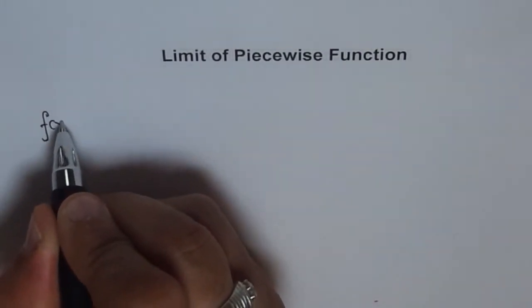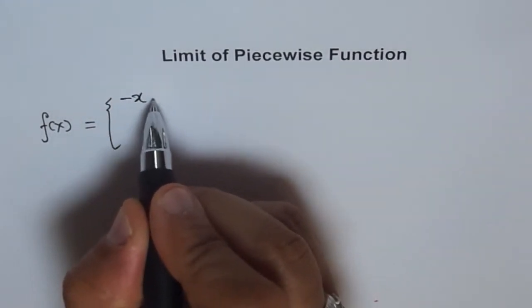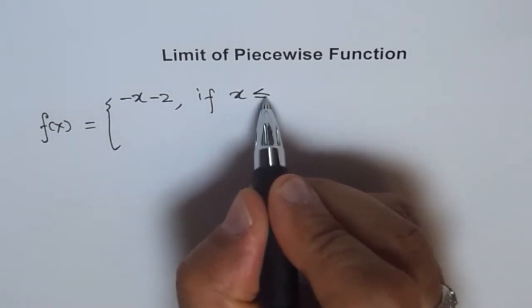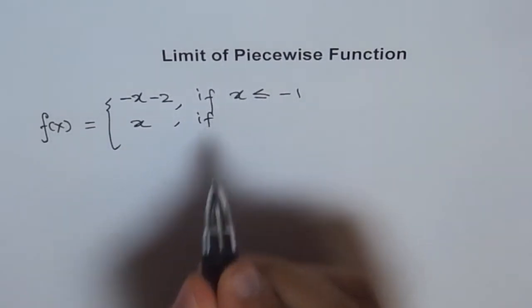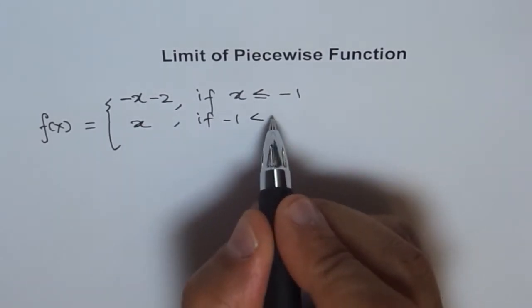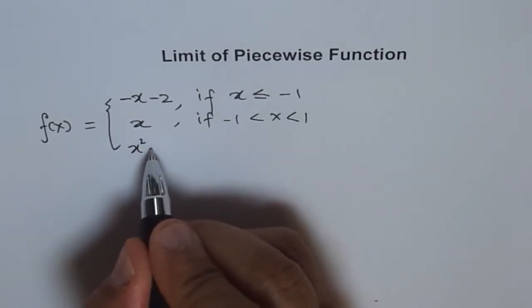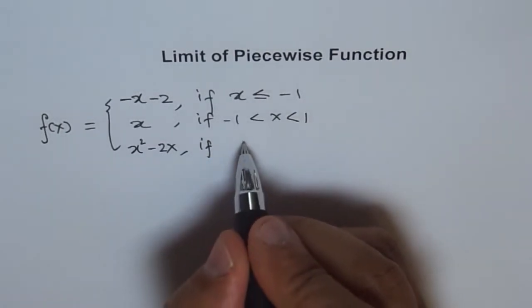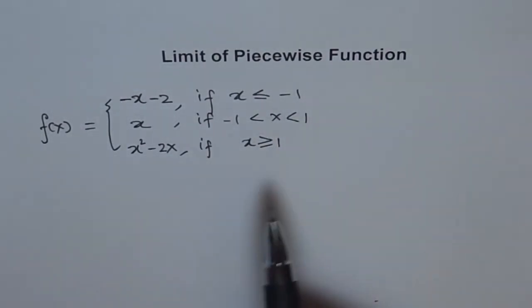Let's say a piecewise function is defined by f of x is equal to minus x minus 2 if x is less than or equal to minus 1. And let's say it is equal to x if x is between minus 1 and plus 1. And let's say it is equal to x squared minus 2x if x is greater than or equal to 1. Okay, so that's a piecewise function, right?